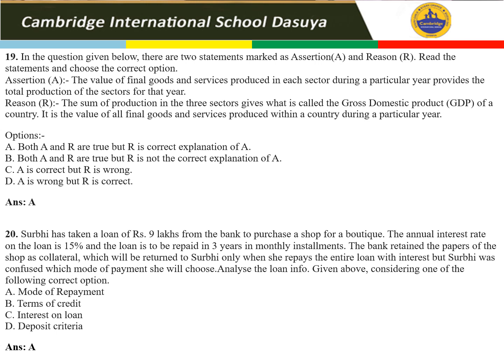Fine. Now the last one is, Surbhi has taken a loan of Rupaya 9 lakhs from the bank to purchase a shop for a boutique. She has to open a boutique. So the annual interest rate on the loan is 15% and the loan is to be repaid in 3 years in monthly installments. Fine. The bank retained the papers of the shop as collateral. So paper जो थे shop के उसको as a collateral उन्होंने रख लिया. ठीक है. So which will be returned to Surbhi only when she repays the entire loan with interest.